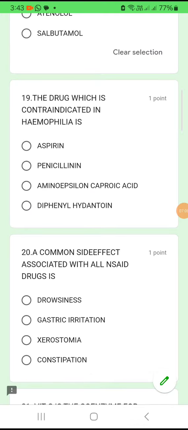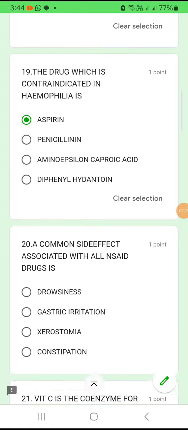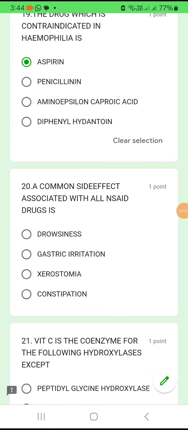Question number 19. The drug which is contraindicated in hemophilia. So hemophilia, there is excessive bleeding. So in such condition, which drug you will contraindicate? Aspirin or penicillin, aminocaproic acid or diphenyl hydantoin? So you should always contraindicate aspirin, okay, because it will increase the bleeding.